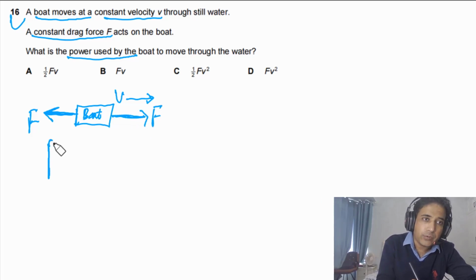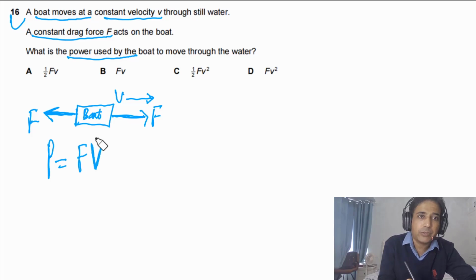Now we can find out the power used by the boat. That has to be the product of force and velocity. So the answer for this question should be B.